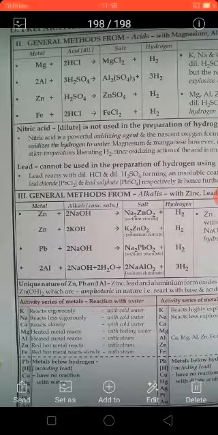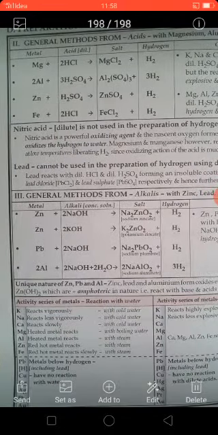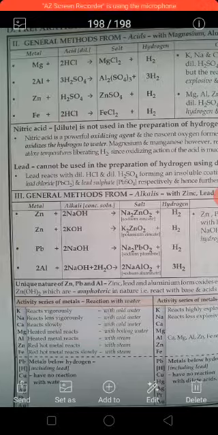So we'll start the reaction of metals from magnesium. In the reactivity series, we'll start with magnesium. Magnesium reacts with HCl to form magnesium chloride. Of course, you can write another reaction for this also: Mg plus H2SO4 gives MgSO4 plus H2. You can write that. And aluminium reacts with H2SO4 to form aluminium sulfate.